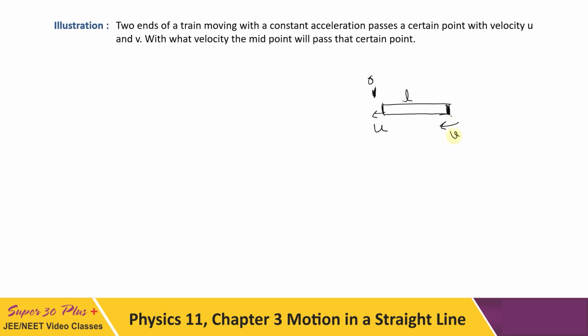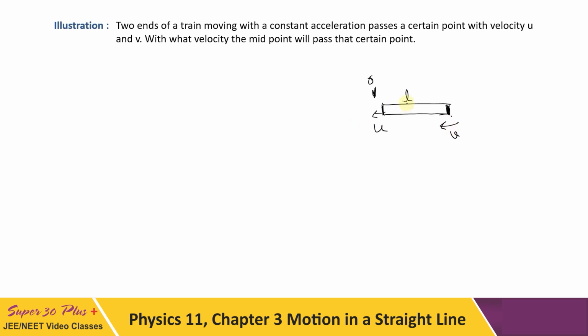What I am saying is, when the engine is crossing the point O, the train has velocity u, and when the rear portion is crossing the point, the train has velocity v. Of course, the entire train must be moving with the same velocity at any particular instant. It is not possible for a train to have different velocities for its different parts, because otherwise the train will break. So u is the velocity when the engine is passing point O, and v is the velocity when the rear portion is passing the point O.